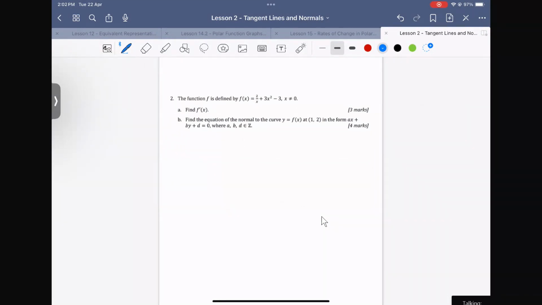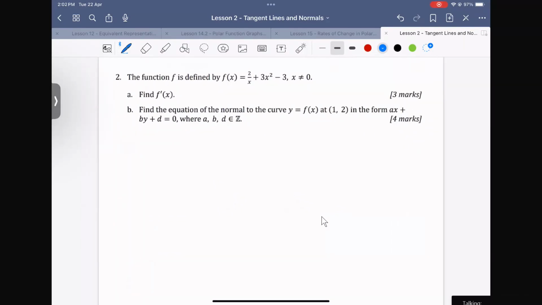Okay, last question. So let's find the derivative now. I'll do this one a little bit quicker. I'm running out of time. F prime of x is equal to minus 2 over x squared plus 6x. You get a little bit quicker at those reciprocal ones once you've done them a few times. Find the equation of the normal at 1, 2.